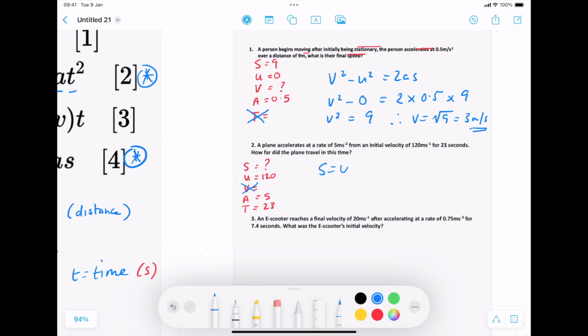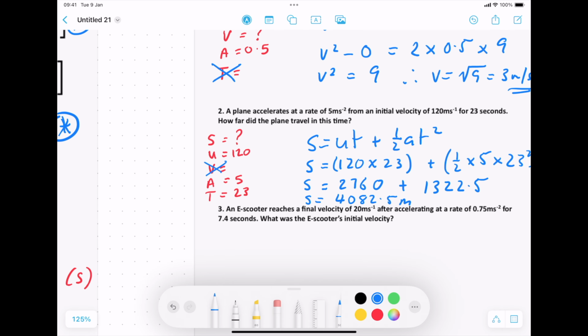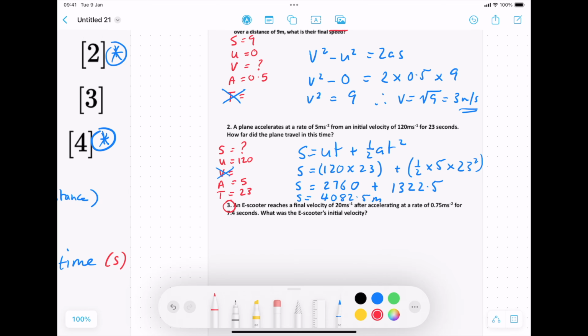S equals UT plus a half AT squared. So S equals 120 times 23 plus, notice I put brackets in to separate the bits out, a half times 5 times 23 squared. So the final answer is 4,082.5 meters.